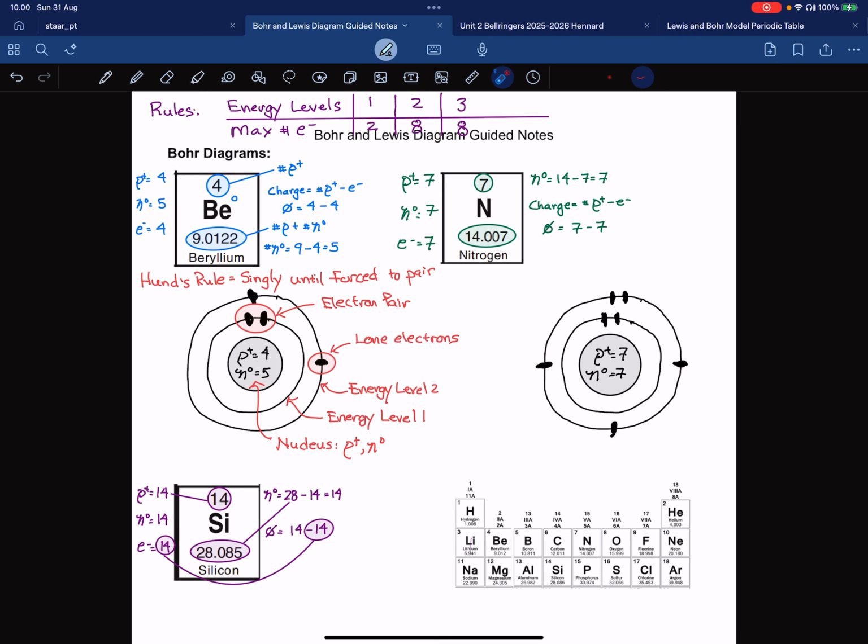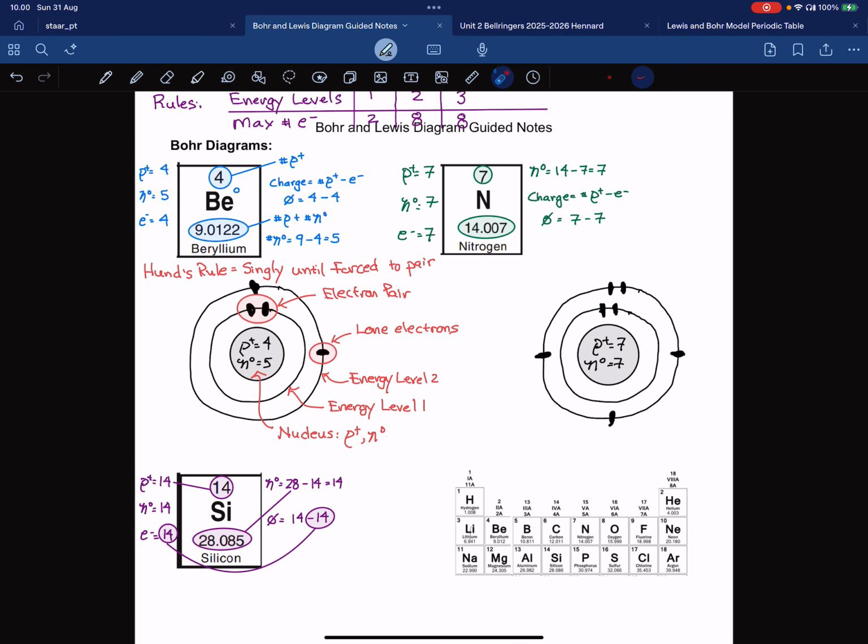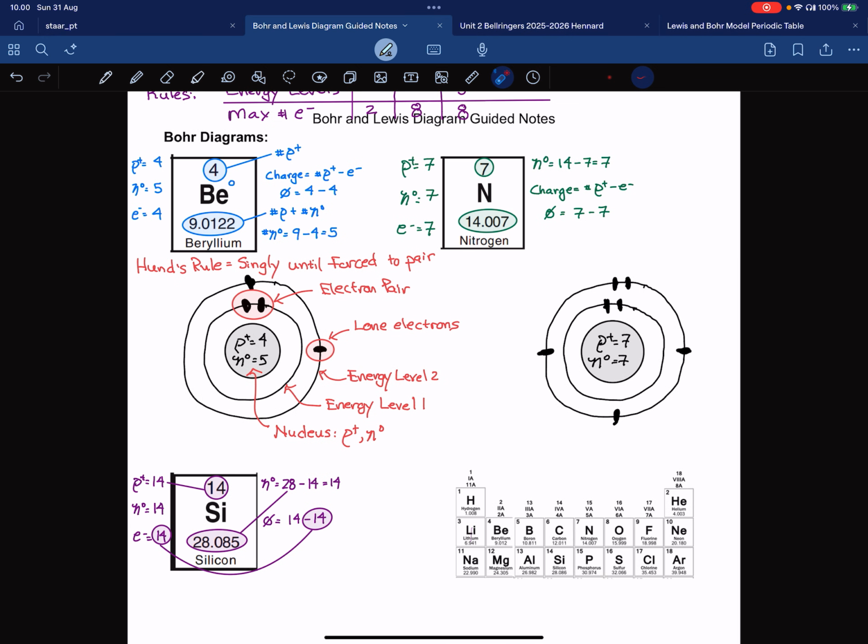Now, it's about time to start looking at some patterns on the periodic table so that we can then apply them to the next one. Notice that on the outside shell, that outside shell is called the valence shell. The outside shell. Notice that there are 2, 3, 4, 5 valence electrons in nitrogen.